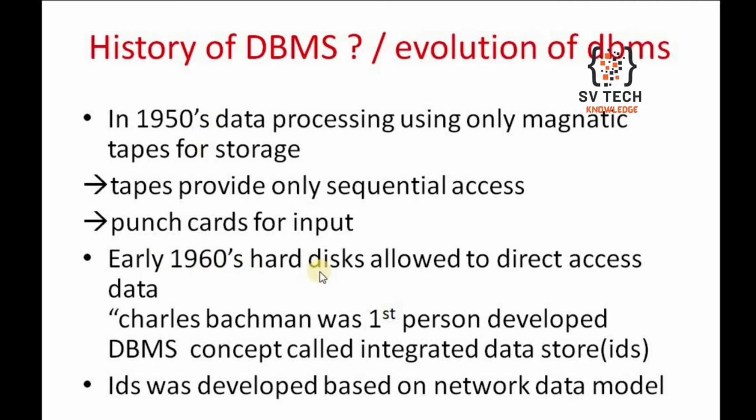In the early 1960s, hard disks allowed direct access to data. Charles Bachman was the first person to develop a DBMS concept called integrated data storage, which is IDS. IDS was developed based on the network data model. We have a few data models: network data model, hierarchical data model, object-oriented data model. Like this we have so many data models. Of these, the network model is used for this IDS.